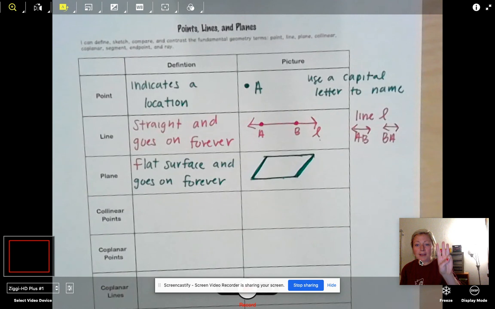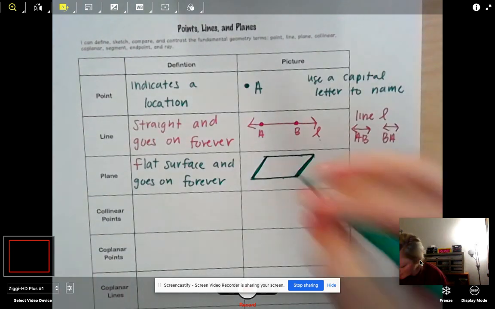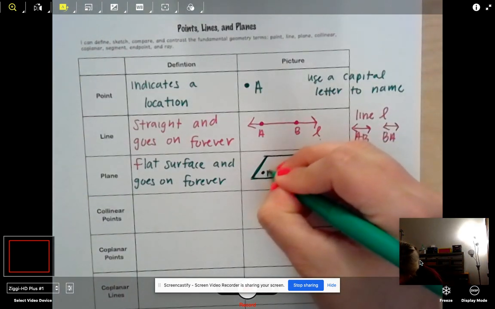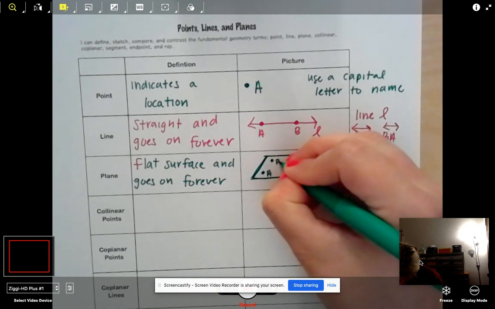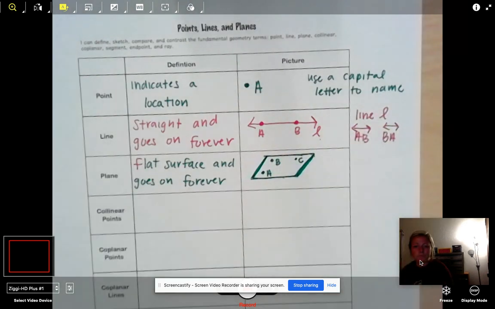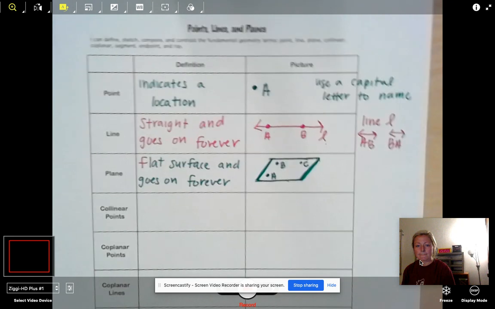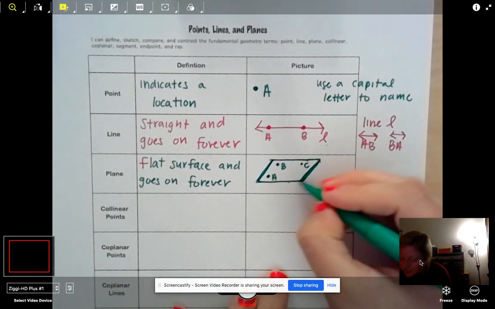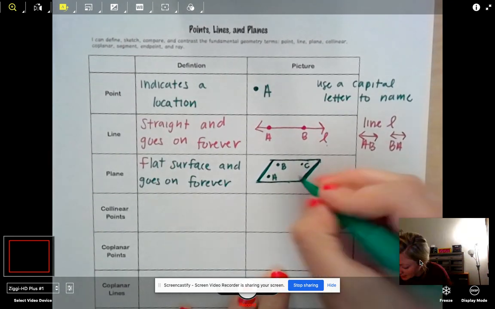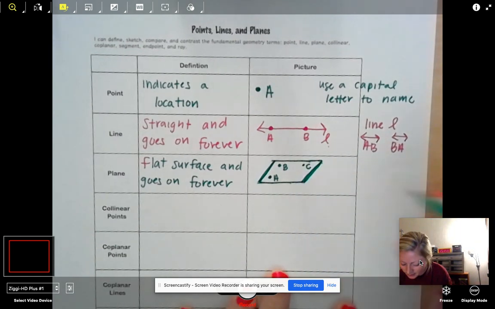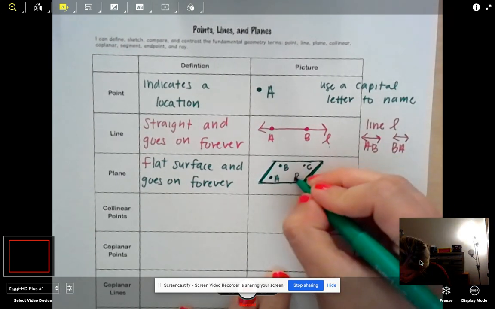And you always have to have 3 points inside a plane. So I'm going to put A, B, and C. And then sometimes they label a corner with a cursive capital letter. So I'm going to put R here.